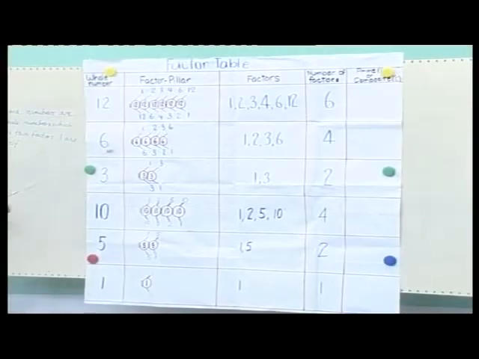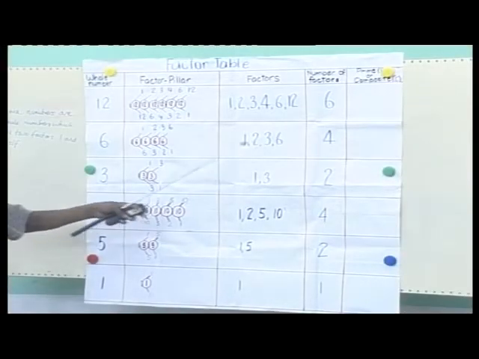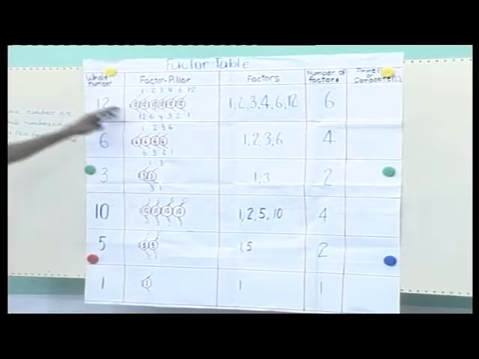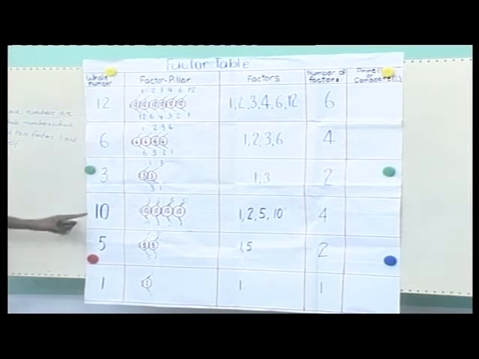6. Okay, 6 is also another whole number which has more than 2 factors. Any more numbers from this factor table which have more than 2 factors? Okay, we have 12, 6, and 10. So, from this factor table, there are 3 whole numbers which have more than 2 factors.